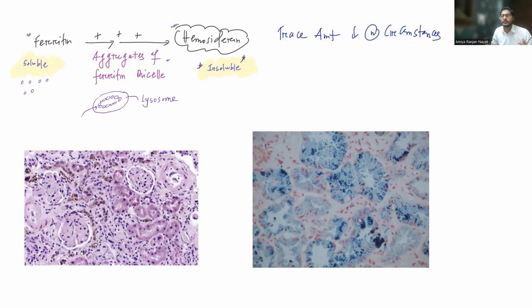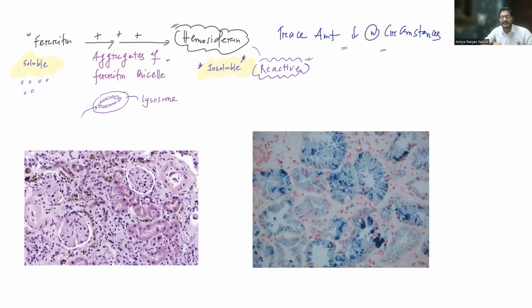So iron inside the hemosiderin is less mobilizable. But iron inside the hemosiderin is reactive. Though it is less mobilizable, it is reactive. Normally, only a trace amount of hemosiderin is present in our body under normal circumstances. Whenever there is excess of iron, you are going to get more and more hemosiderin.